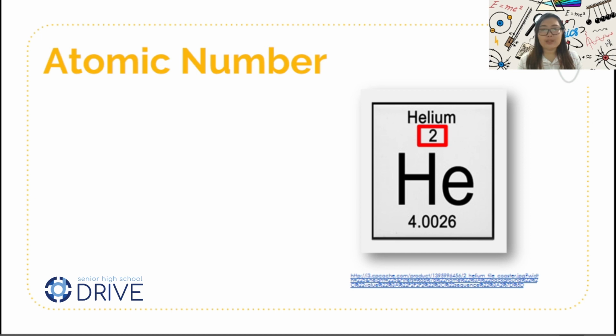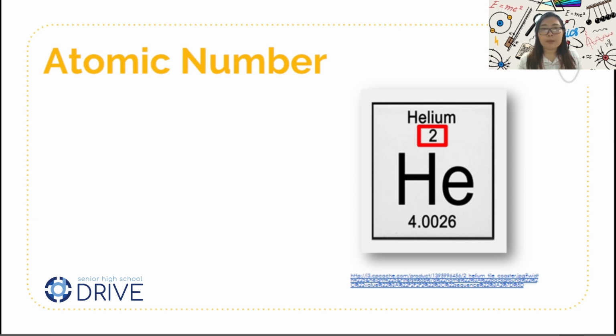So now let's go to the concept of atomic number, atomic mass, and isotopes. Okay? So a while ago, we talked about the subatomic particles. If you can still recall, we have three subatomic particles, namely protons, neutrons, and electrons. Now, how are those three subatomic particles relevant to our topic right now, which is the atomic number and the concept of atomic mass?